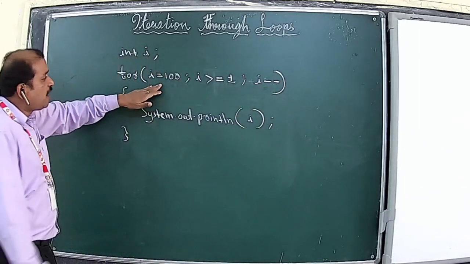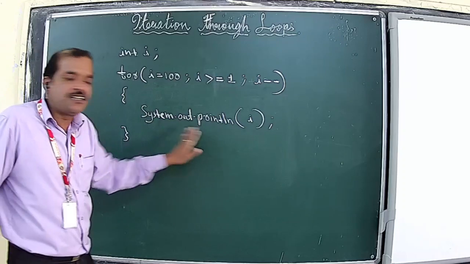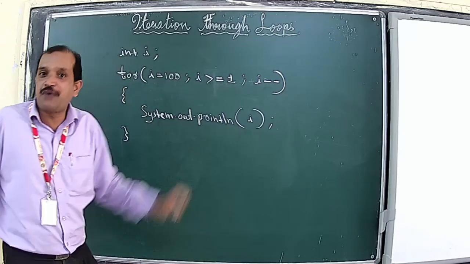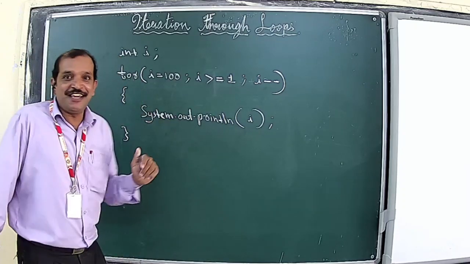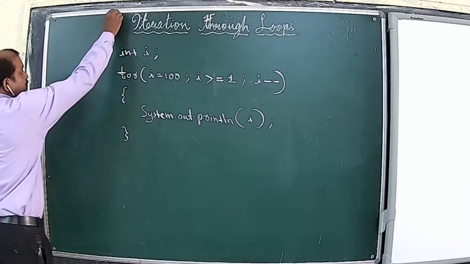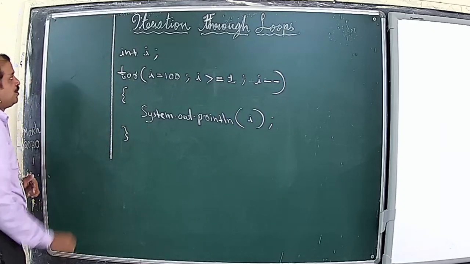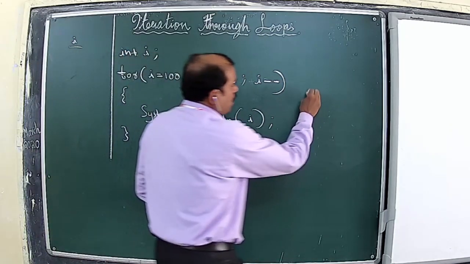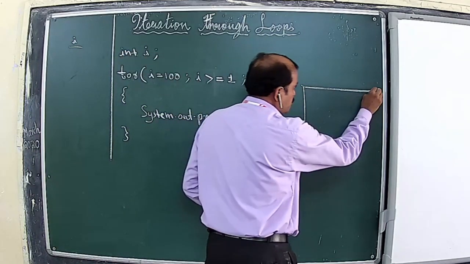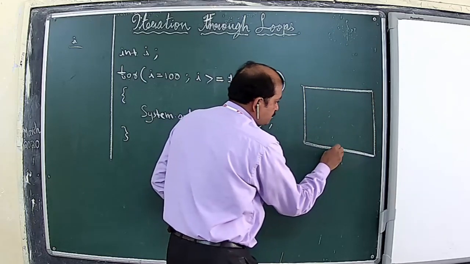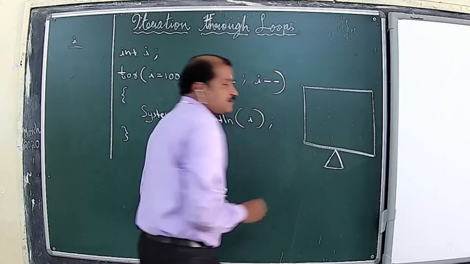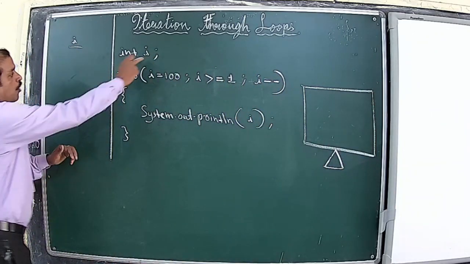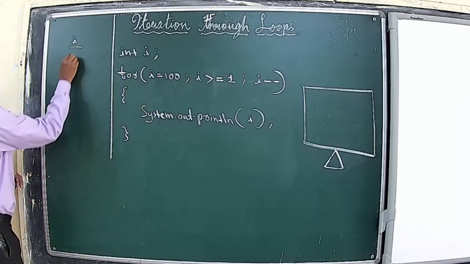So definitely this println statement can be the same as it is, and the value of I will be printed. First, let us see how it will proceed further. Let us take the value of I as 100, and we have our standard output device here. Now the value of I is 100.